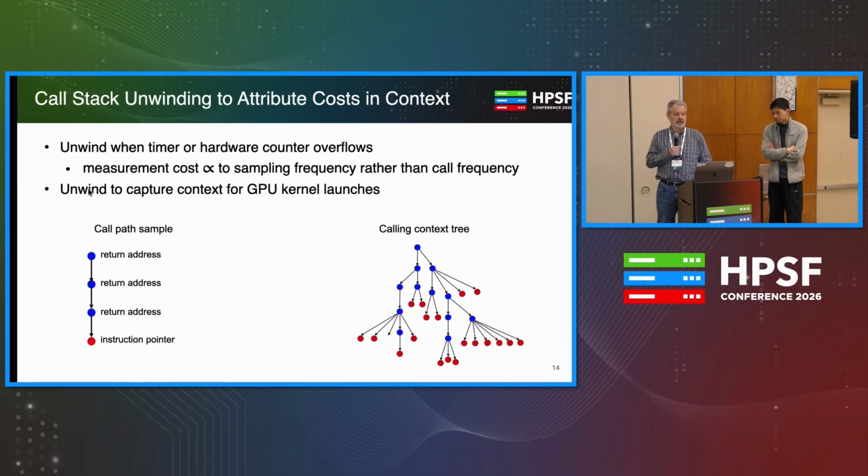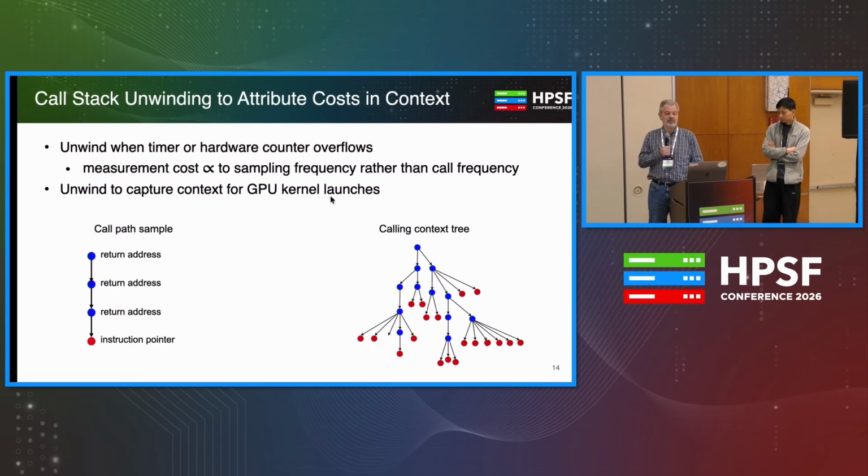The important thing here is that we're unwinding the call stack to capture the context for GPU kernel launches. Let's say I launched a kernel inside C when called from B, when called from A, when called from main. Over time, all sorts of contexts are being sampled, and one of these contexts is a kernel launch. We collect the PC samples and hook them into this calling context tree underneath the kernel launch.